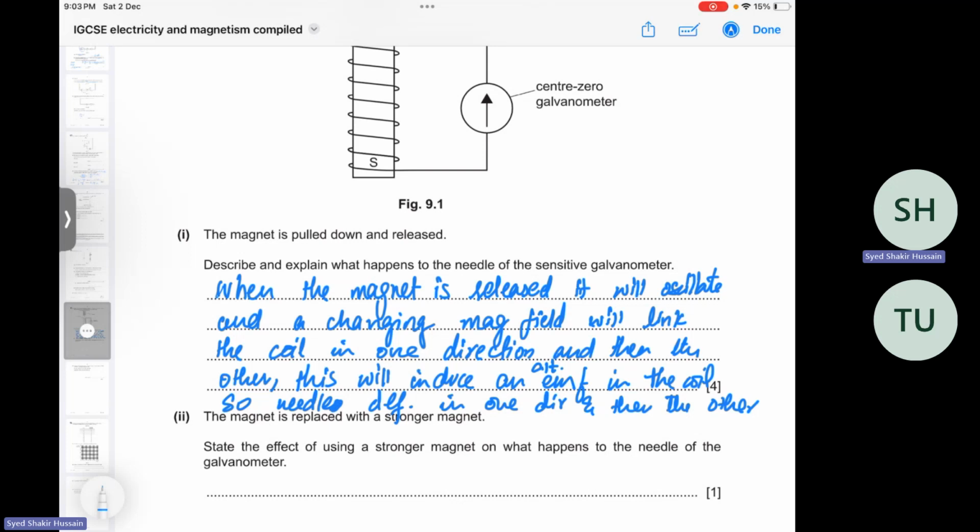It will produce a strong field. Yeah, so a stronger magnet will produce a strong field. Both of these statements mean the same thing. What will be the effect of this? The needle will deflect fast. Please say it. No problem if it's wrong, I'll correct you.